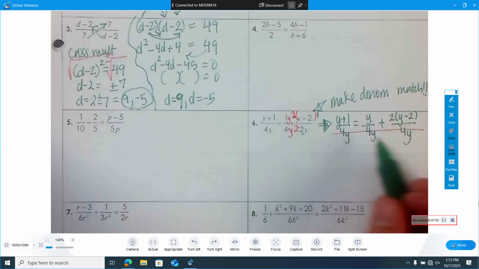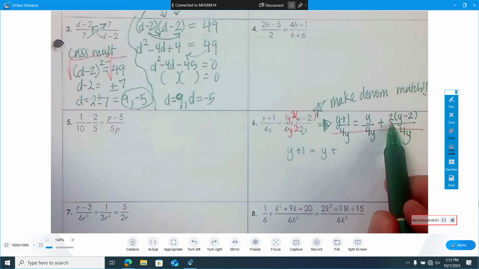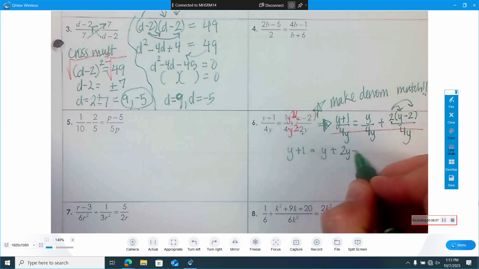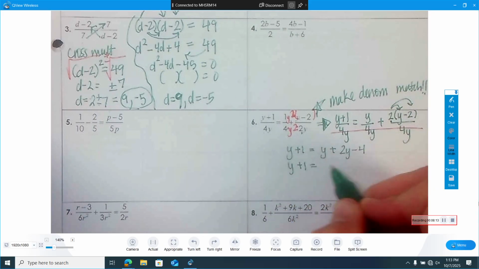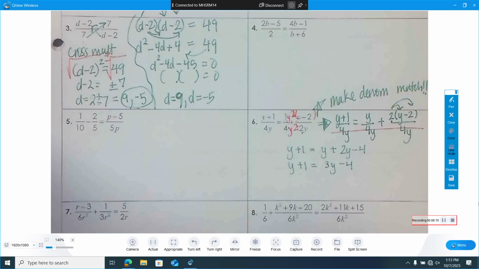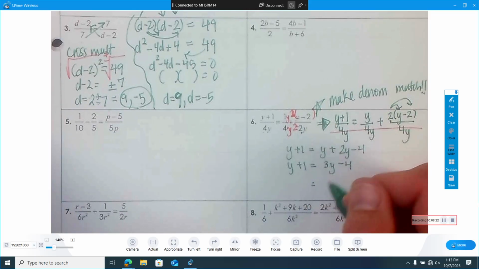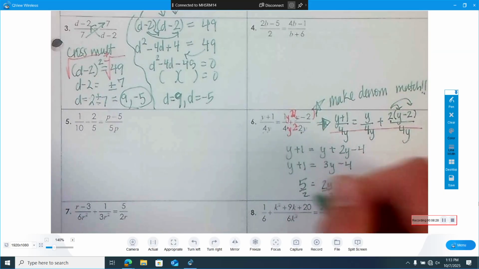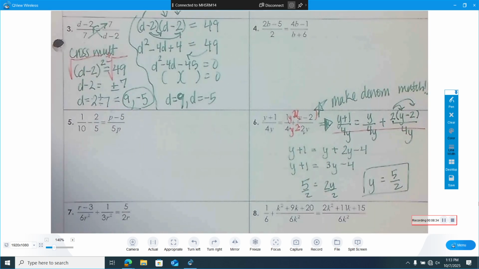Okay? My leftover equation here is y plus 1 equals y plus, what do I need to do with the 2? Distribute, yep, 2y minus 4. And then I can clean it up. Yep, so I get y plus 1 equals 3y minus 4. And then, yeah, if I subtract the y, that's going to be 2 y's. Add the 4, gives me 5. And then divide by 2. Yep, 5 halves or 2.5. Which is a great solution.